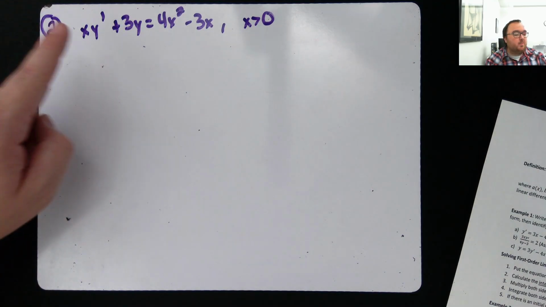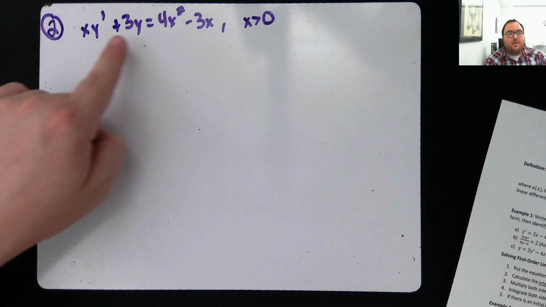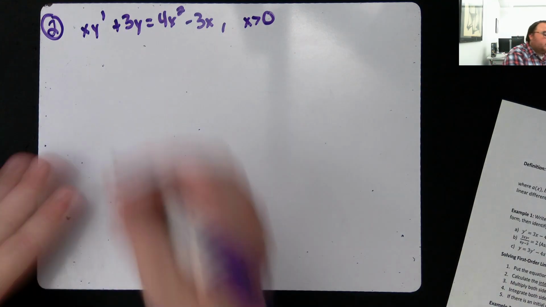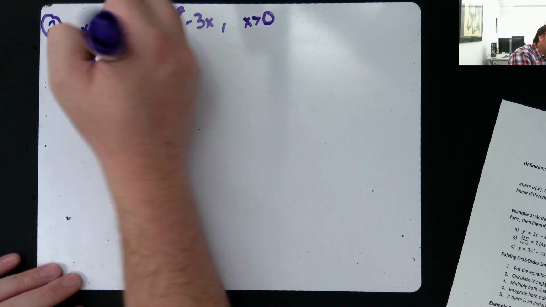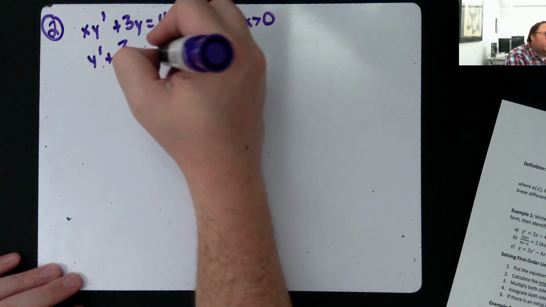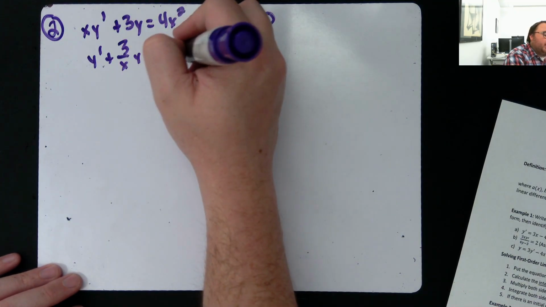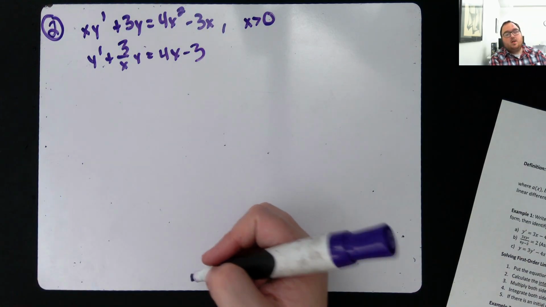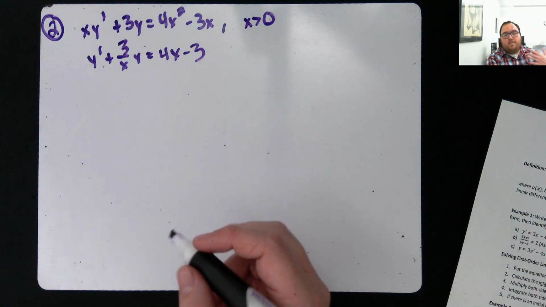So to make this a 1, divide everything by x. So this is going to become y prime plus 3 over x times y. Divide this by x, you just get 4x. Divide this by x, you get minus 3. So now I've got to find what the mu is.